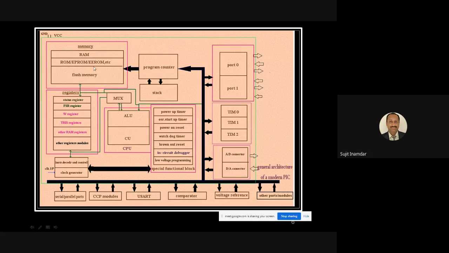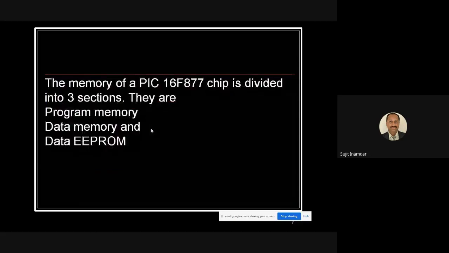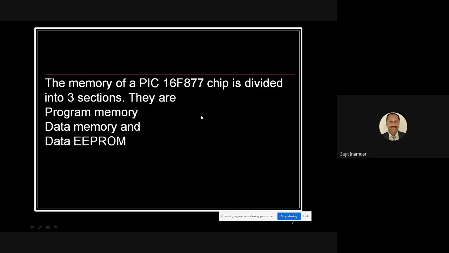How many types of memories are there? It is mentioned over here: RAM, ROM, and flash memory. So three types of memories are there. That also we are going to learn in the coming session today. That is the block we are going to study today, that is memory. Afterwards you just note down this diagram and the other functions from this. Now we will go to the next point, that is the memory.